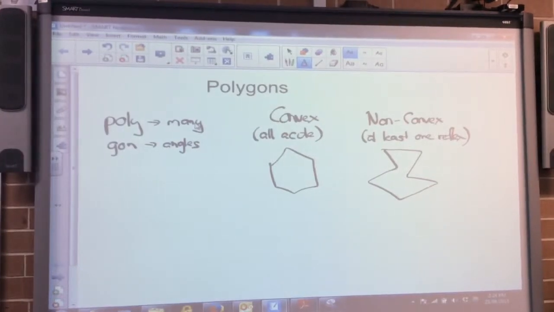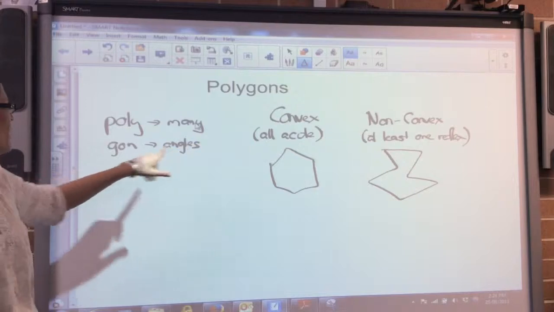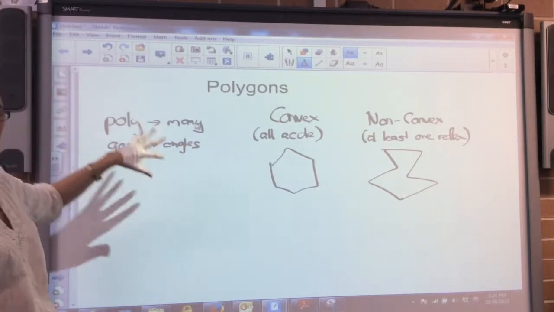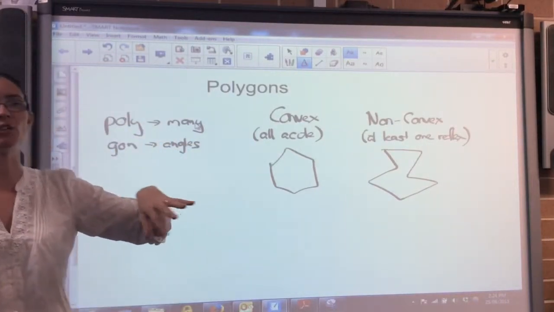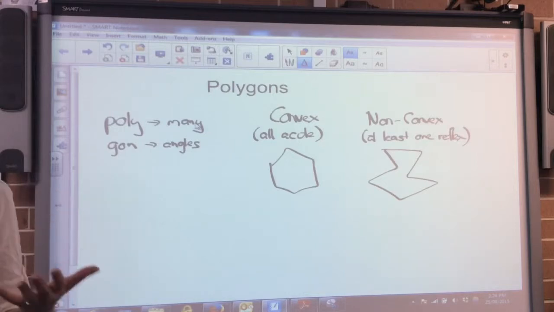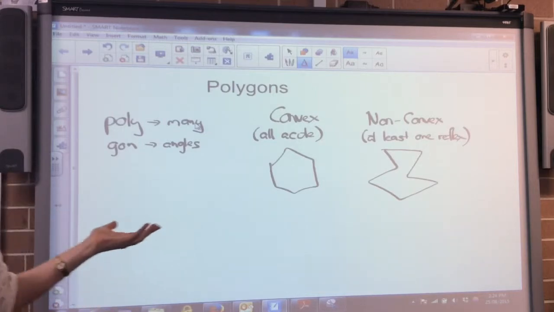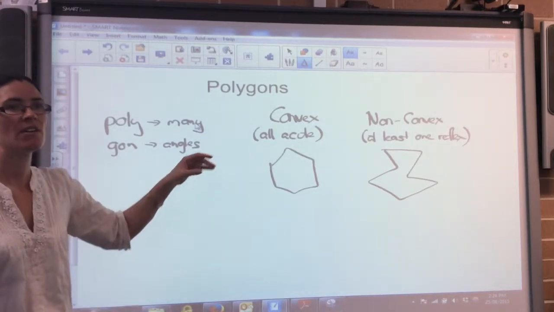Looking at polygons. Polygon simply comes from the Greek word poly, which means many. Gon is gonia or something, and that means many angles. So it's just a straight sided shape with any number of sides.